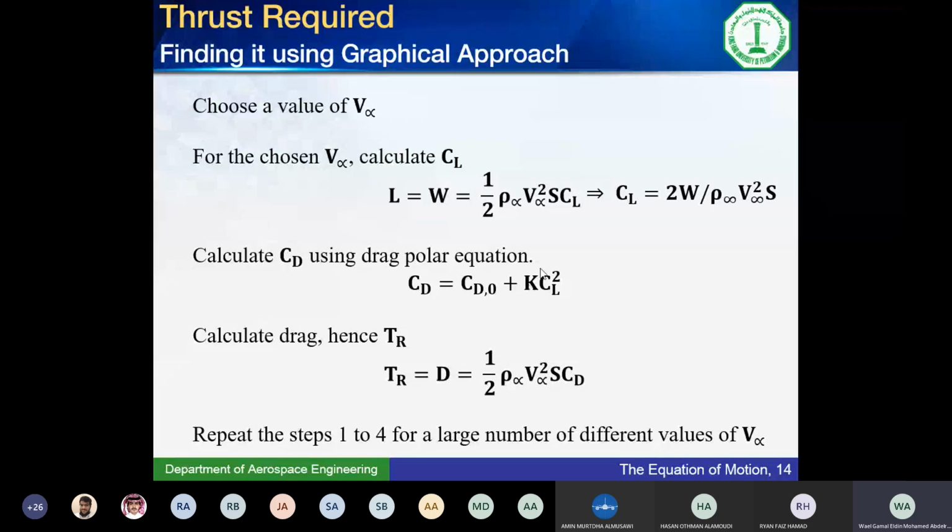Where do I get CD naught and where do I get K? They are known from the airfoil. Every airfoil has an equation like this. Just like you have CL versus alpha, you have CD versus alpha, you have CD versus CL, and it's called the drag polar.